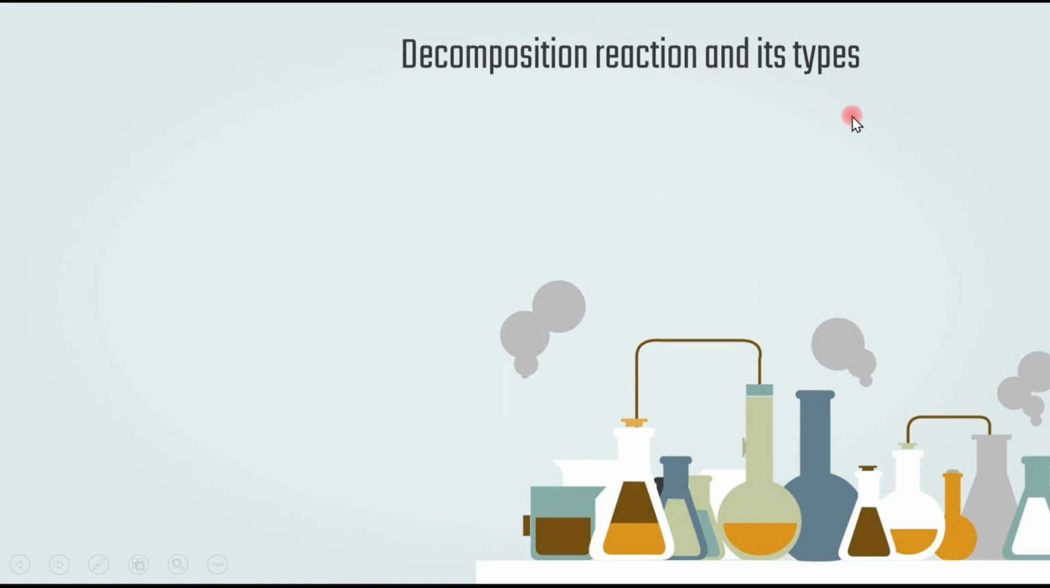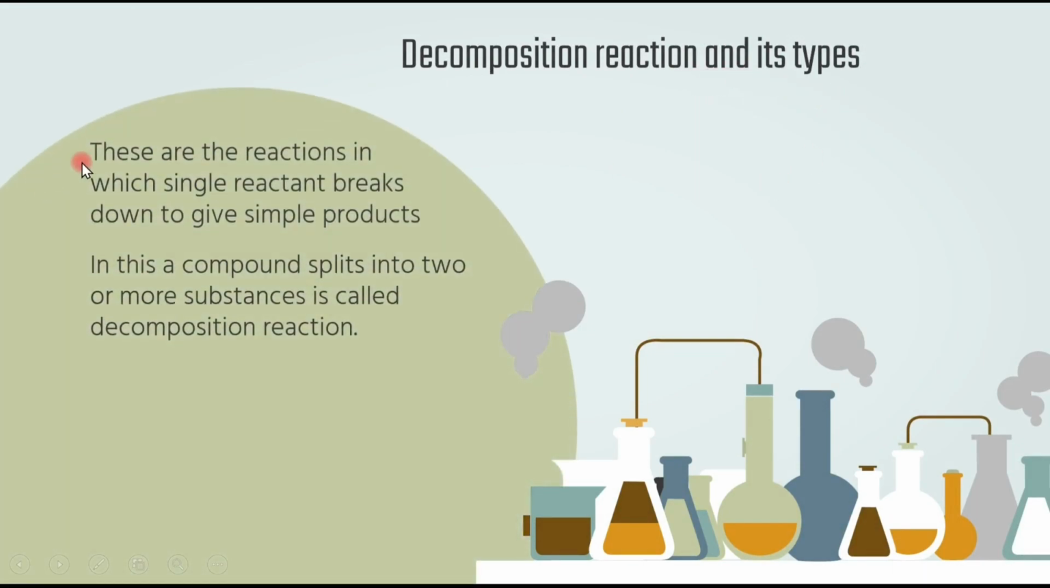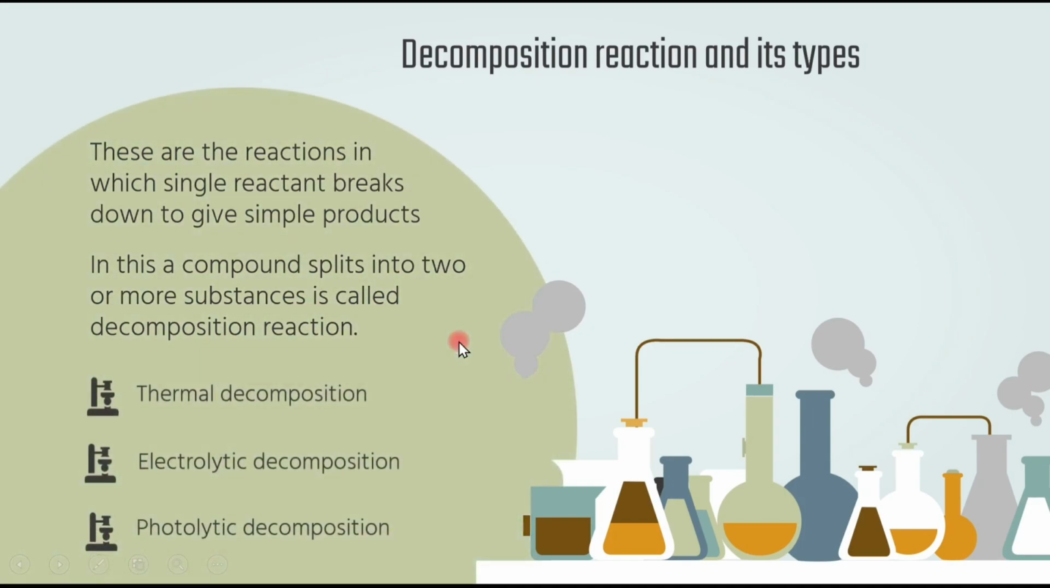Decomposition reaction and its types. Dear student, these are the reactions in which a single reactant breaks down to give simple products. Here a single reactant splits and gives rise to simple products. In a decomposition reaction, a compound splits into two or more substances. This is what is known as a decomposition reaction.